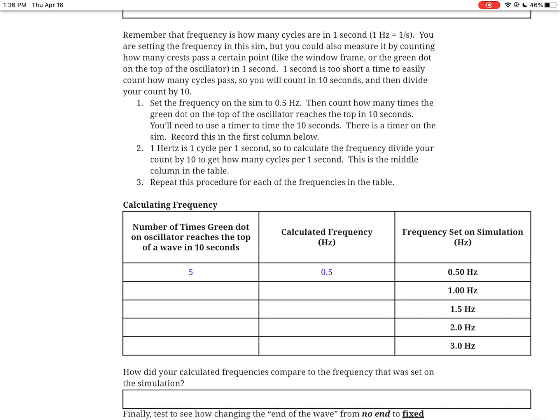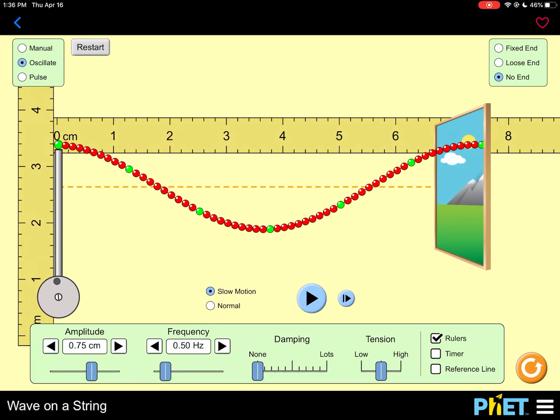Counting how many cycles in 1 second is going to be real tricky, because that's too short of a time to be able to count how many waves went through. So what we can do is count how many cycles pass in 10 seconds. So here's how you're going to do that. How many cycles pass in 10 seconds? You are going to go here.